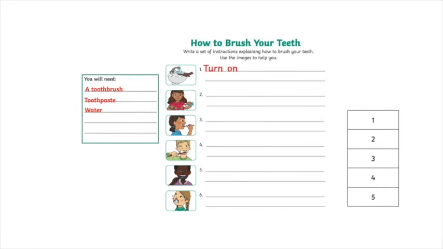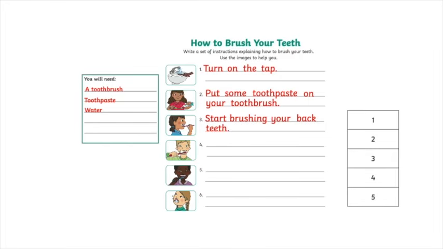Step 1. Turn on the tap. Step 2. Put some toothpaste on your toothbrush. Step 3. Start brushing your back teeth. Step 4. Brush your front teeth. Step 5. Brush your lower teeth. And step 6. Rinse your mouth out with water.